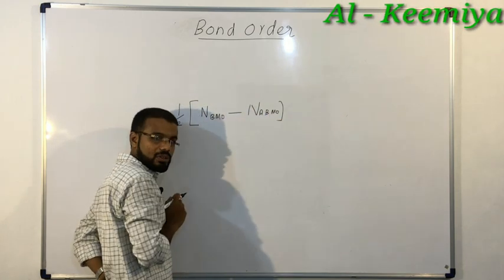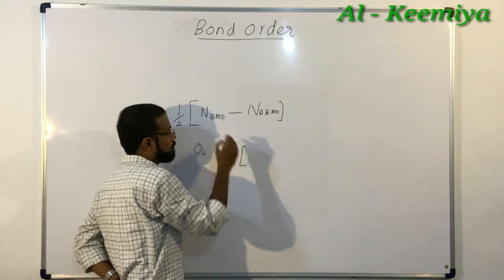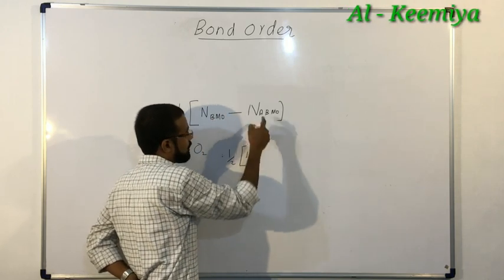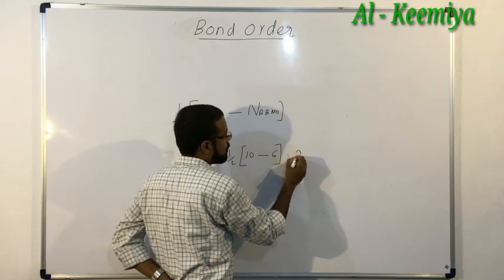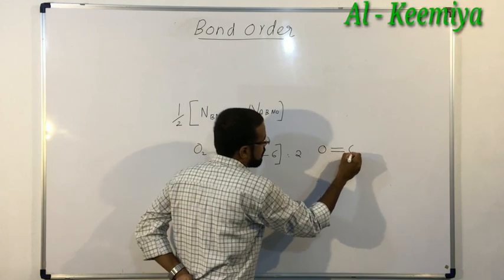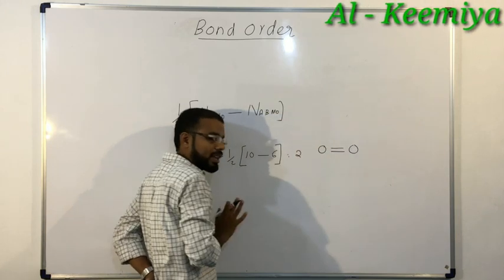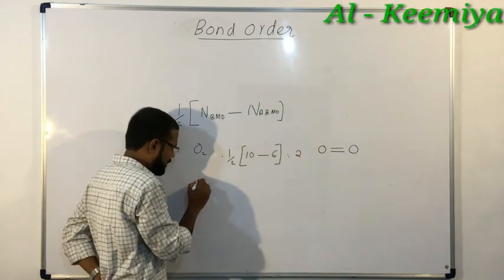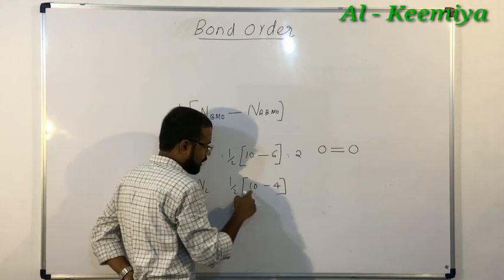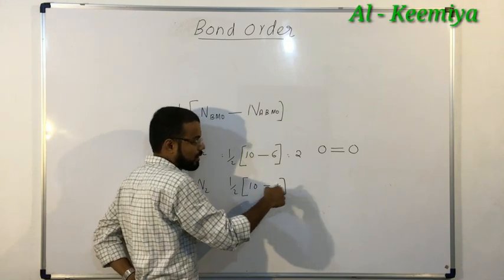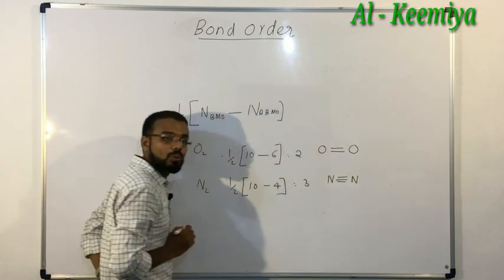We are doing this calculation. For example, in case of O2, half into the number of electrons in bonding is 10, and the number in anti-bonding is 6. 10 minus 6 is 4, divided by 2 is equal to 2. It means oxygen, oxygen, what bond? Double bond. Bond order means how many bonds between two atoms in a molecule. Similarly for nitrogen, half into 10 minus 4, bonding contains 10 and anti-bonding contains 4, so it will be 3. So nitrogen, nitrogen, triple bond in the N2 molecule.